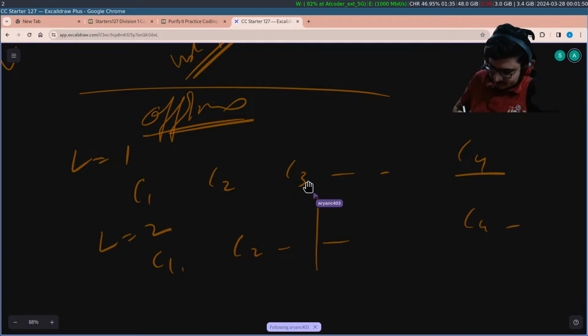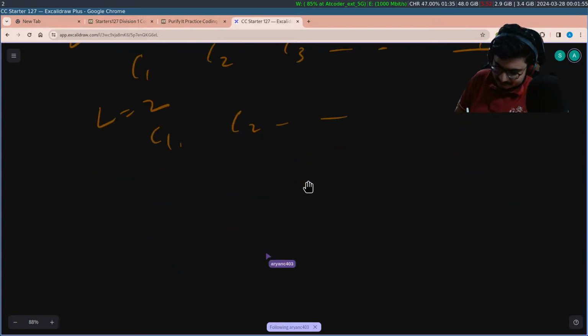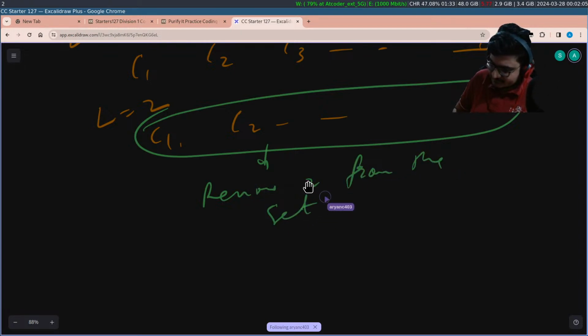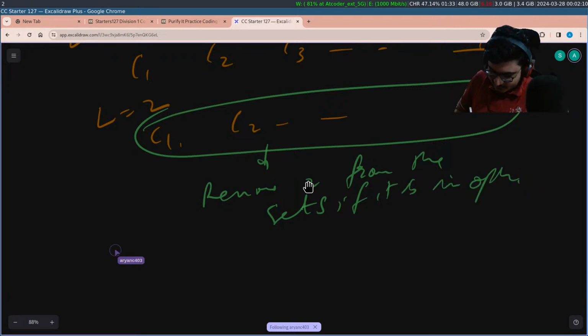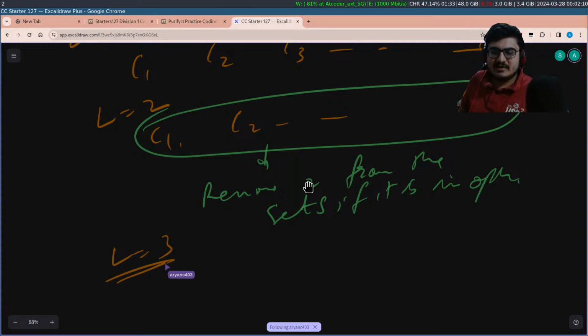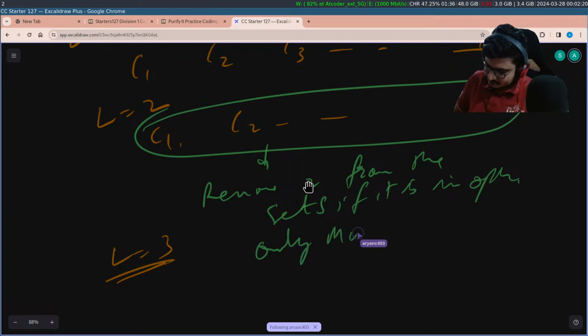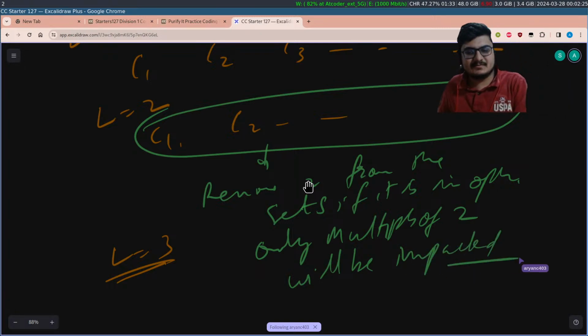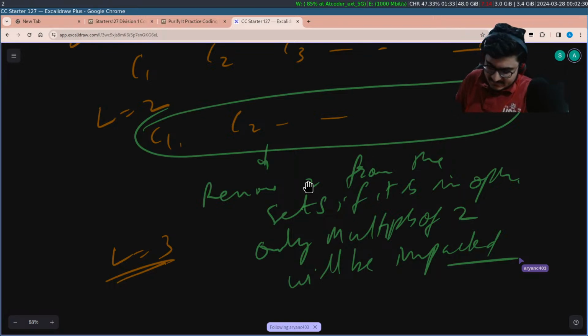Now I want to update this cost and remove 2 from the sets if it is suboptimal. So when you change from L equal to 2 to L equal to 3, only multiples of 2 would be impacted. For any number, you can see if it's not there, then it cannot be the LCM as well. And that is my idea.